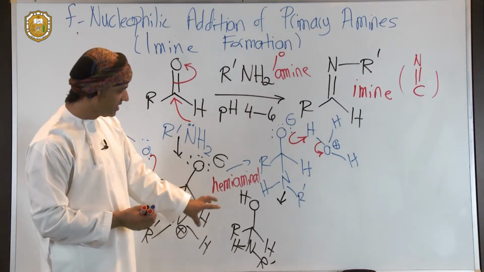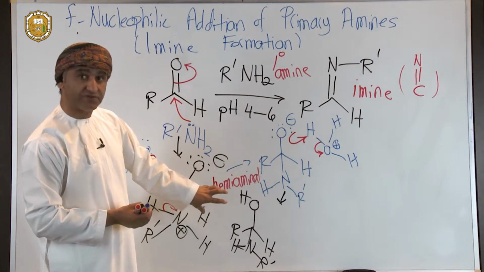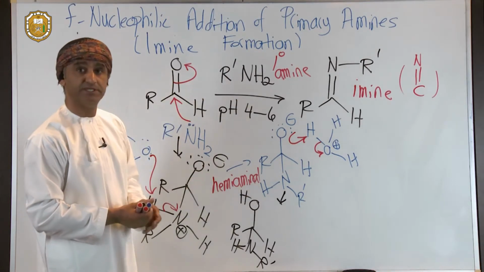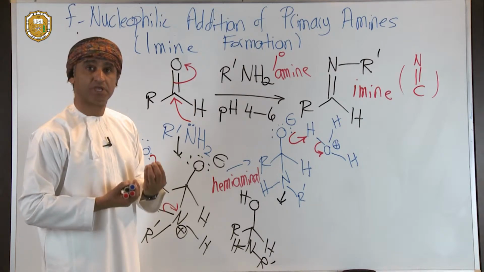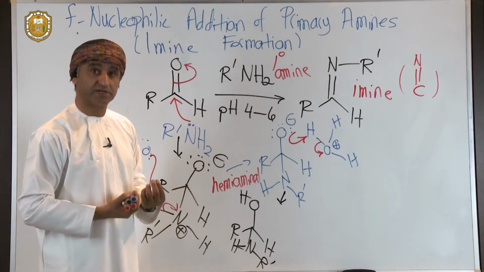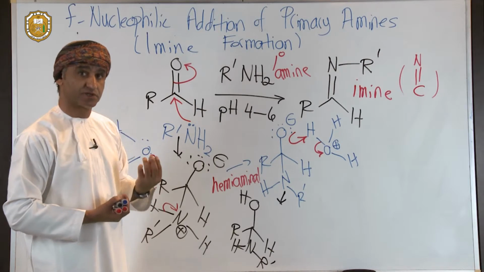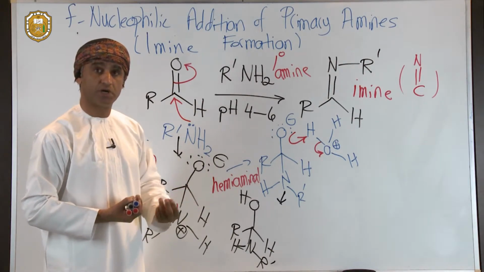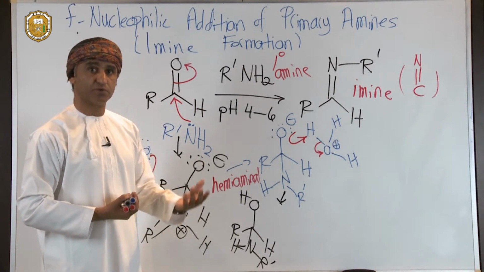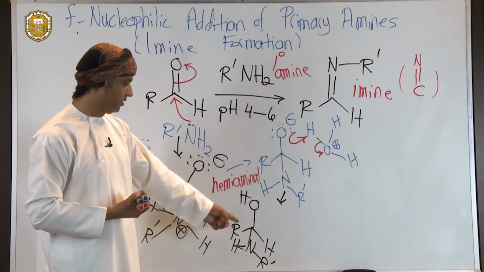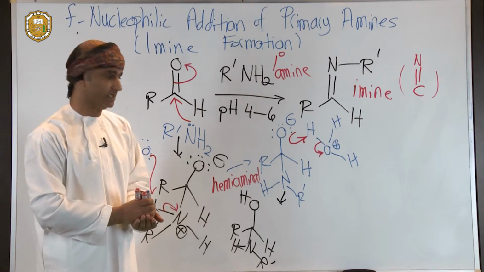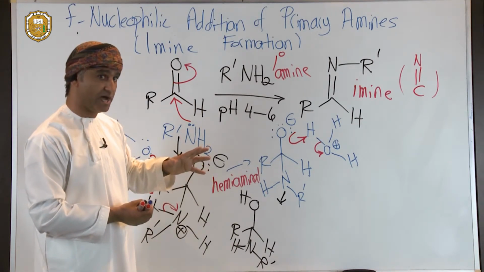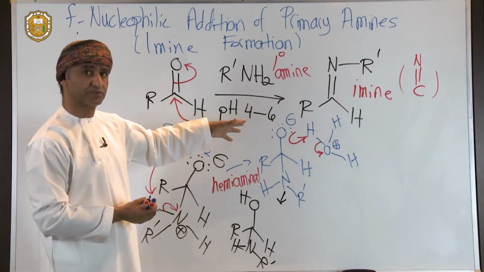Now, in order to drive the reaction forward, in order to go from the hemiaminal to the final imine step, some acid concentration is really required. That acid is required in order to convert that OH into H2O, which means a good leaving group, to be expelled by the lone pair on nitrogen. So for that, some acid concentration is really required, and that's why the pH should be 4 to 6.